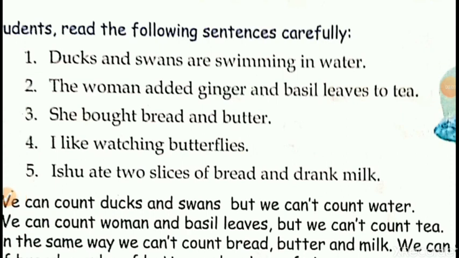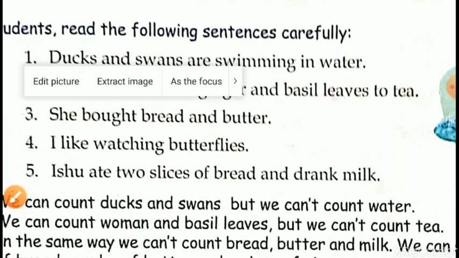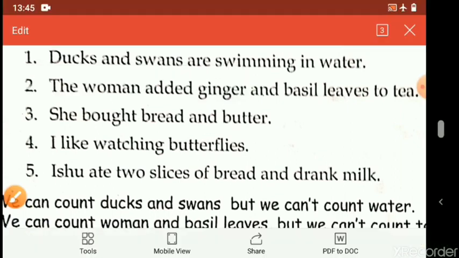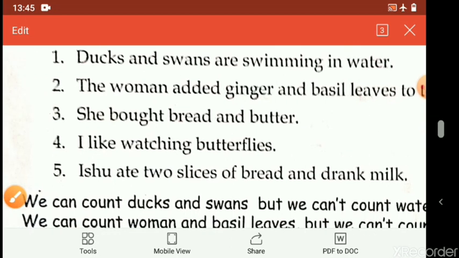She bought bread and butter. Now, students, in this sentence, let's find out the noun. Bread is the noun and butter is a noun.